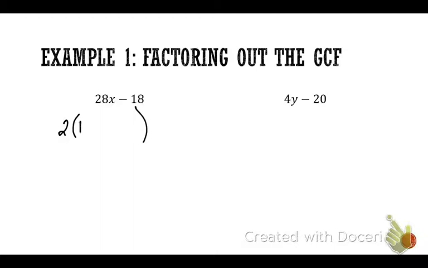14, and then you bring down your common variable, 14x. Okay? Now, what's negative 18 divided by 2? Negative 9. Now, there's a way that you can double check this. There's 2 ways, actually. First of all, if you actually hit the GCF, there will be no common factors between the 2 numbers that are left.